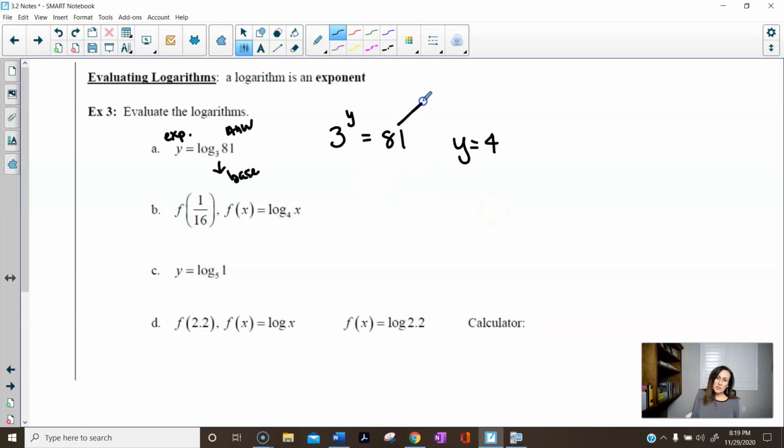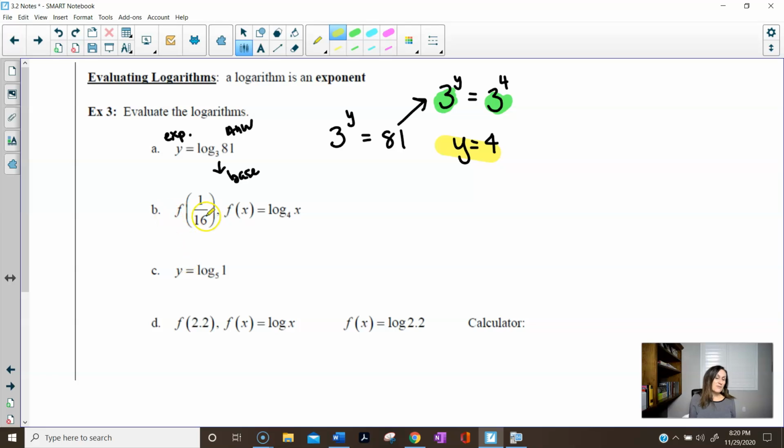If you weren't sure, you could take an extra step and say 3 to the y equals 81 is the same thing as 3 to the 4th. Once your bases are equal, you can set your exponents equal to figure out that y is equal to 4. So that was your final answer: y is 4.